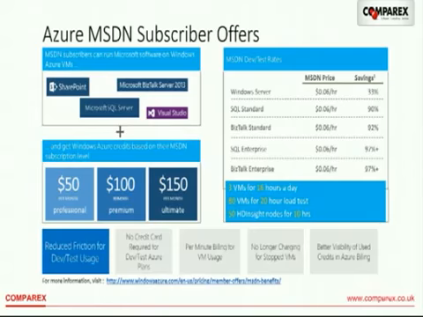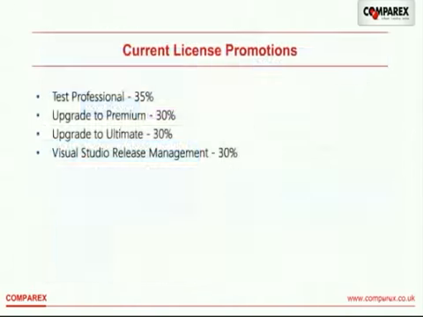Okay, so moving along to the next point, and this is my final slide, so I like to keep it nice, short and sweet. At the moment, we have some license promotions running with Visual Studio and MSDN in partnership with Microsoft. So you have a 35% discount on any Test Professional purchases. You also have a 30% discount on all upgrades to Premium Edition, a 30% discount on all upgrades to the Ultimate Editions, and a 30% discount on Visual Studio Release Management.